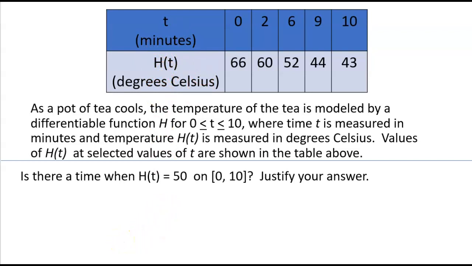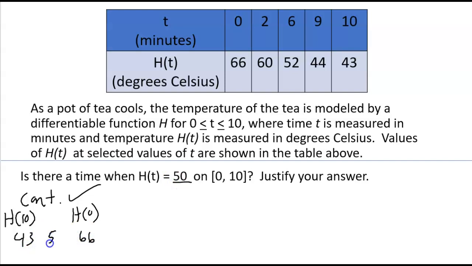So let's take a look. Is the function continuous? Yes, because it's differentiable. Now, you don't have to write this down on your actual FRQ, but I'm going to do it here, and you should do it on your notes at least. It's continuous. Let's find out what h of 10 is. And let's find out what h of 0 is. h of 10 is 43. h of 0 is 66. Is the number they're asking about in between those? Yep, sure enough. So if it's continuous and the number they're asking about is in between those two endpoints, then the answer is yes, this has to be true.